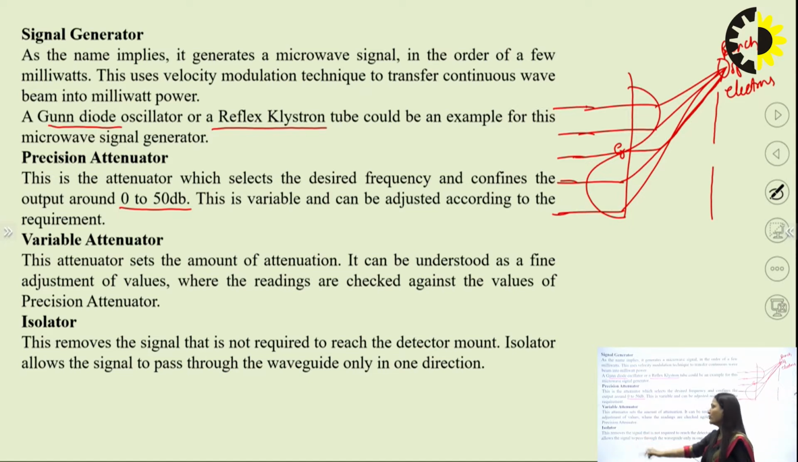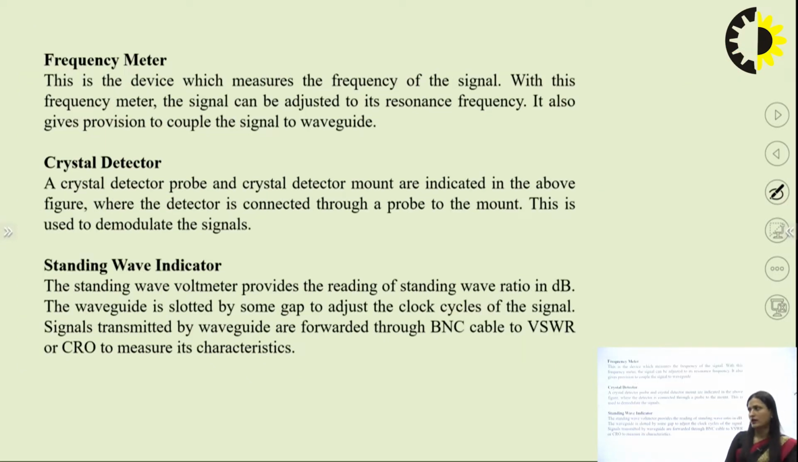Isolator, this will remove the signal that is not required to reach the detector mount. Detector mount is the place where your signal generator is used. It means for the gun diode or reflex klystron, there is a mount, the detector mount, upon which your source is placed. Isolator allows the signal to pass through the waveguide only in one direction. It will not allow the signal to come in the backward direction.